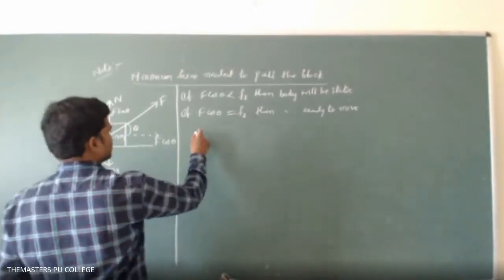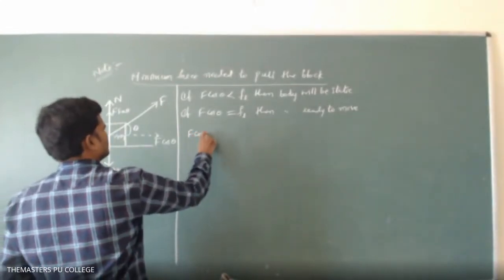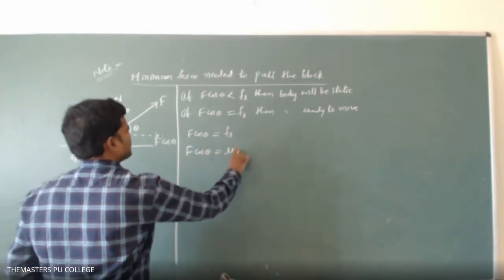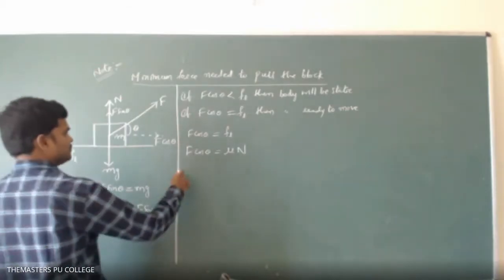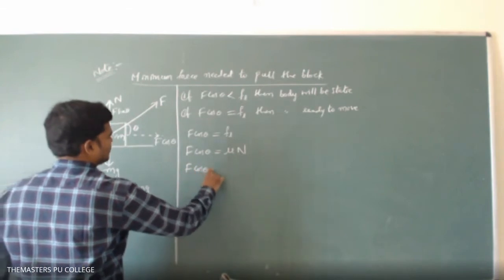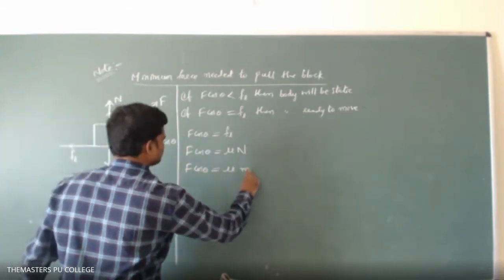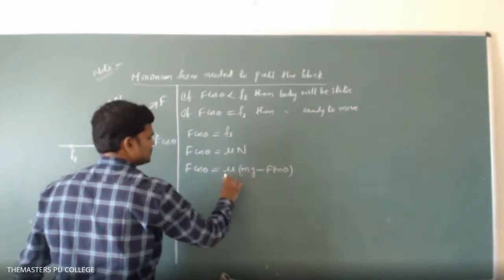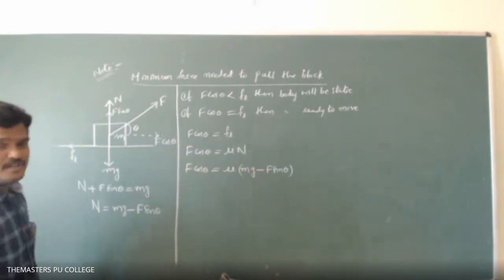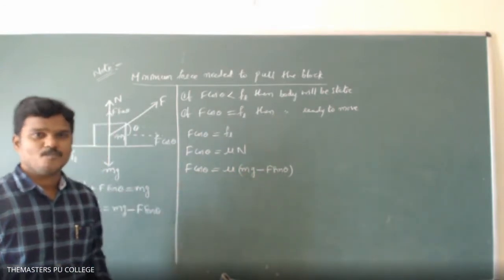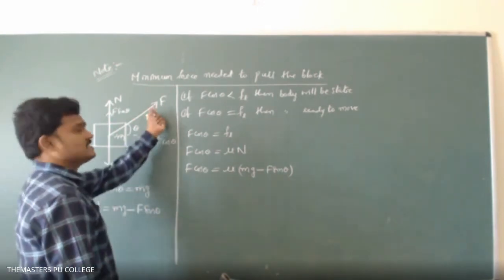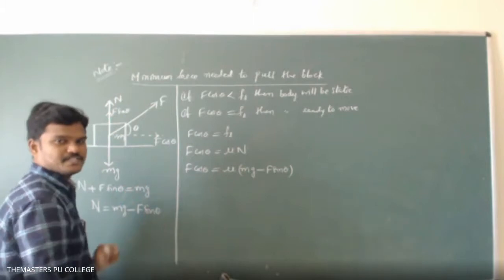Let us use this condition. F cos theta is equal to Fl. So F cos theta equals Fl, which is nothing but mu N. F cos theta equals mu N, and what is N? mg minus F sin theta. See, this entire right side value is the frictional force: mu times (mg minus F sin theta). The target is to find out what this F is. You simplify the equation.